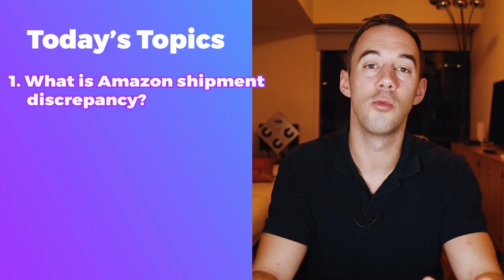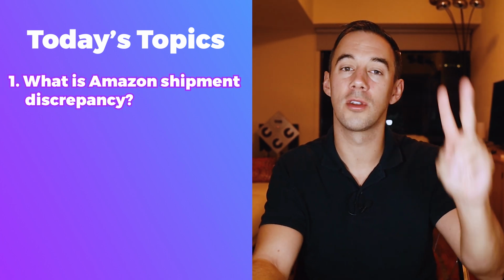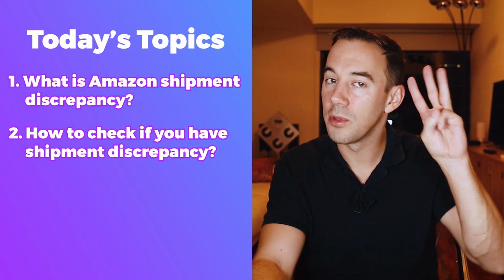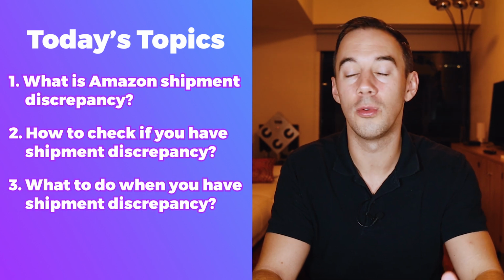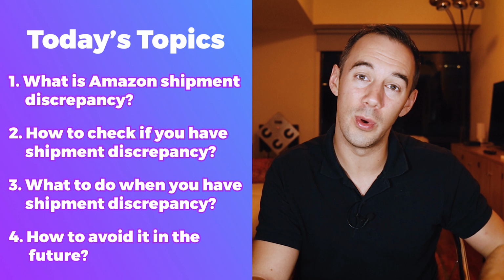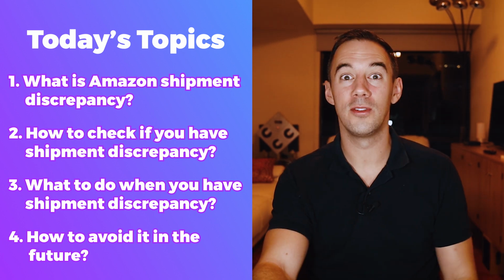But enough about me, what are we going to go through today? Well, first things first, number one, we're going to go through what is an Amazon shipment discrepancy. Number two, I'm going to go through how to check if you have a shipment discrepancy. Number three, what to do when you have a shipment discrepancy. And then finally, number four, how to avoid shipment discrepancies in the future. So let's jump into it now.